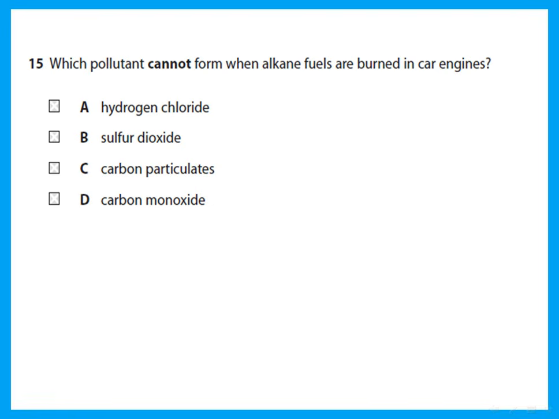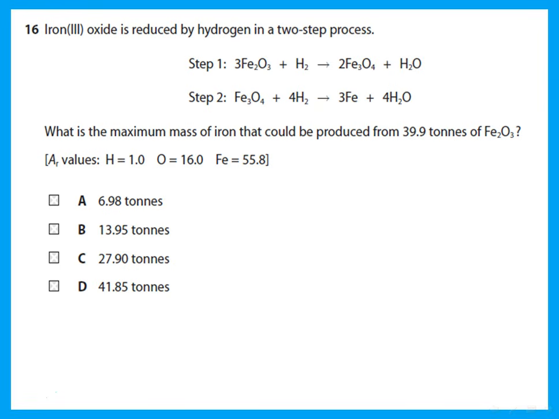Which pollutants cannot form when alkane fuels are burned? Okay, when we burn alkane fuels, what kind of products can we have? We can have carbon monoxide if it is incomplete. We can have carbon alone. Can we have hydrogen chloride? We cannot have hydrogen chloride. We can have sulfur dioxide because most fuels have sulfur impurities. But the one that I cannot form is hydrogen chloride.